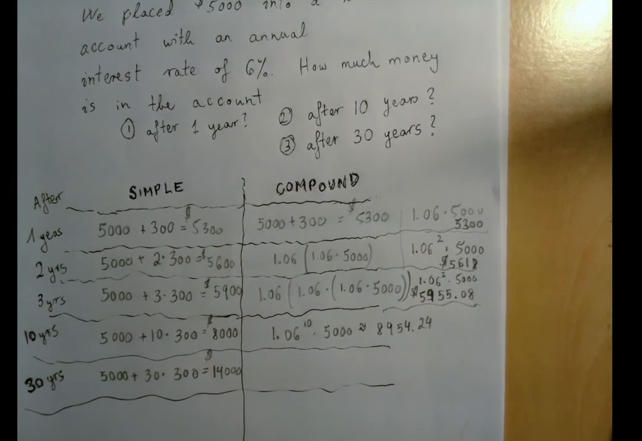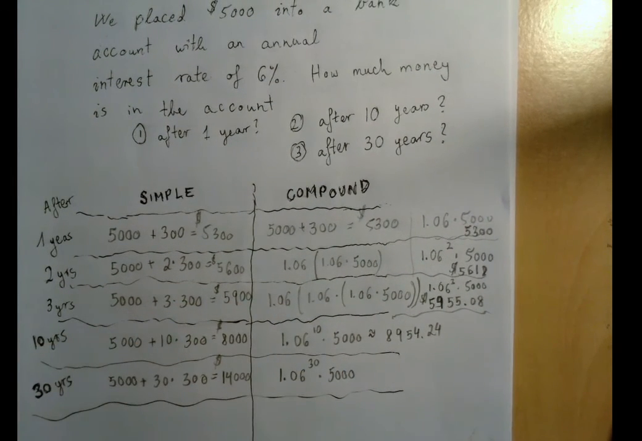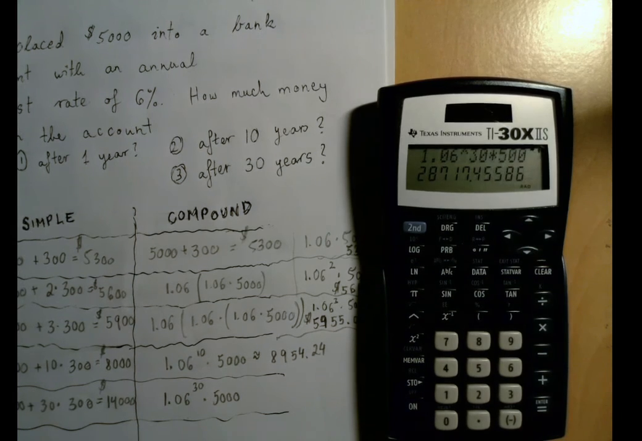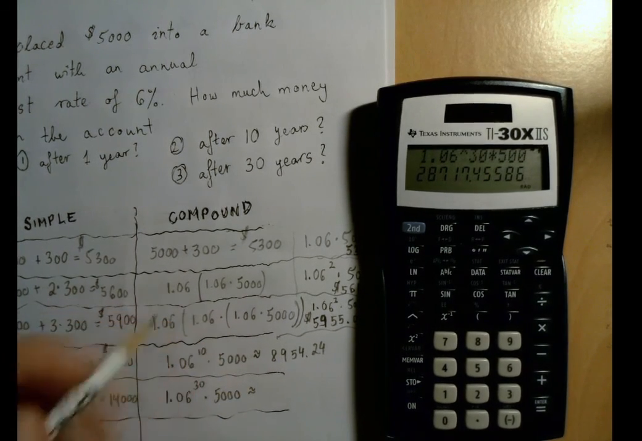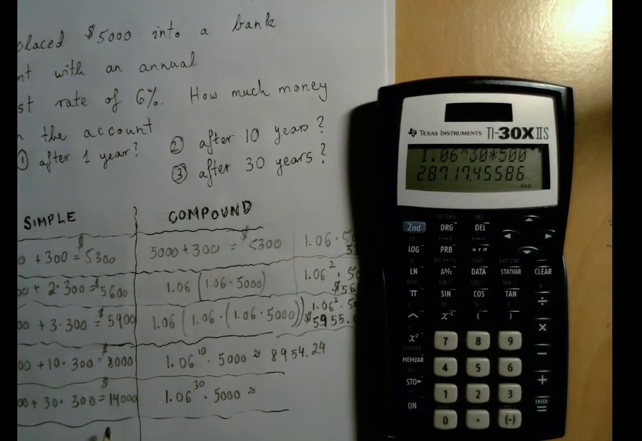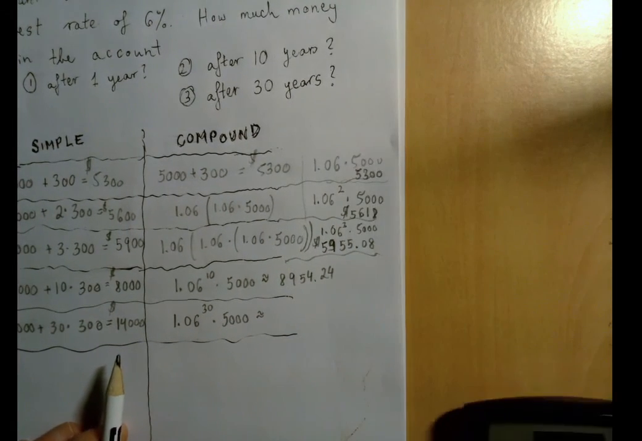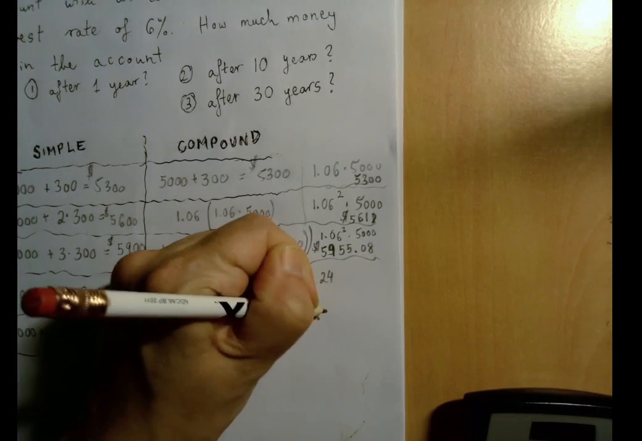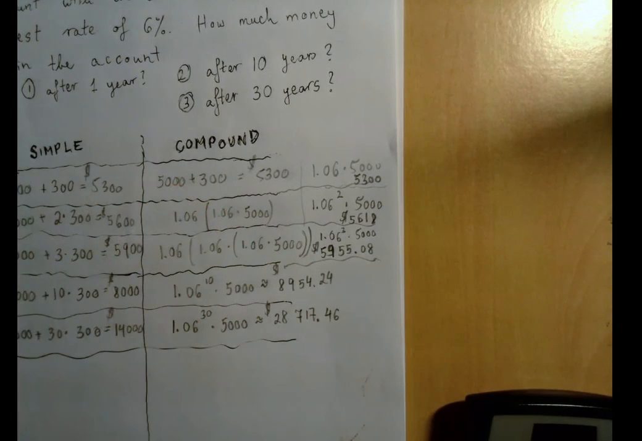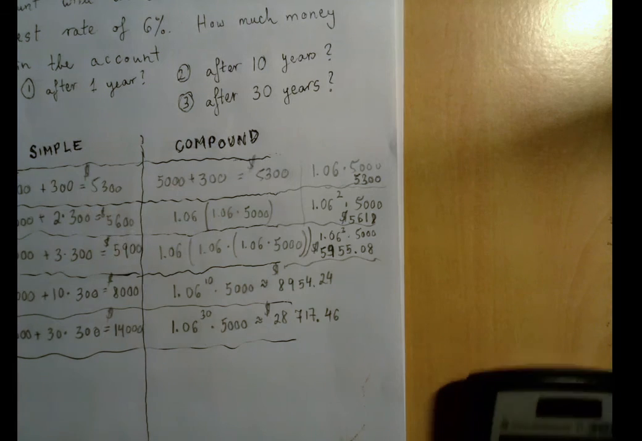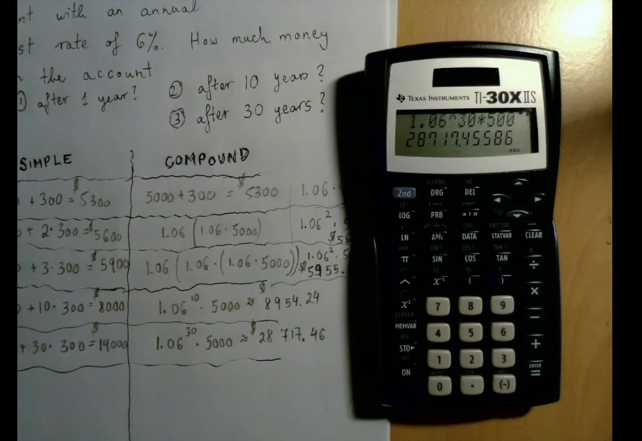And after 30 years, we would have 1.06 to the 30th power times 5,000. And so now, with compound interest, it's more than twice the amount that we would get with simple interest. Right? With simple interest, we get $14,000 in the bank after 30 years. And with compound interest, we have $28,717.46. Now that's a difference you can feel, right?